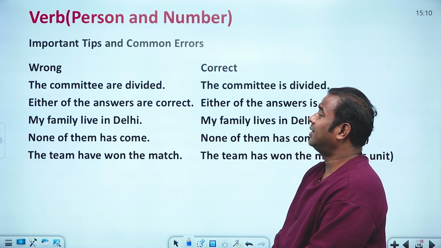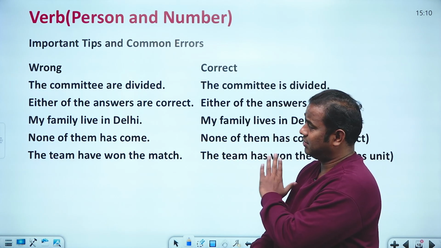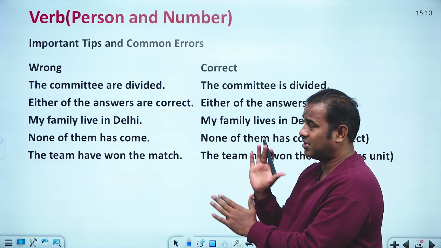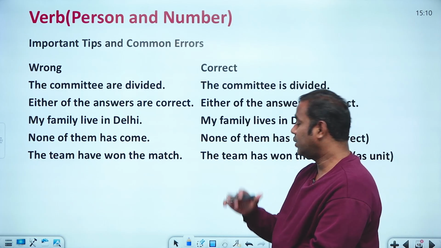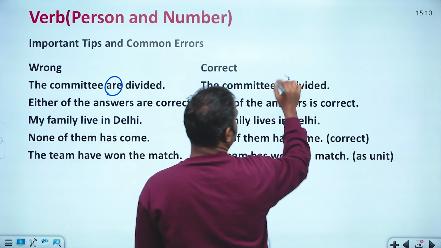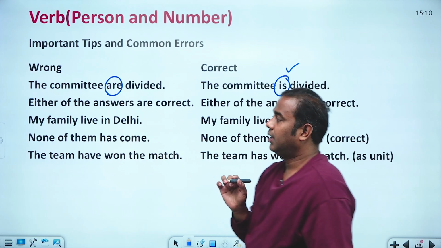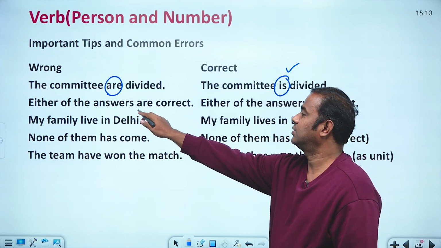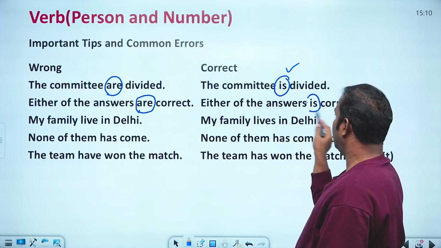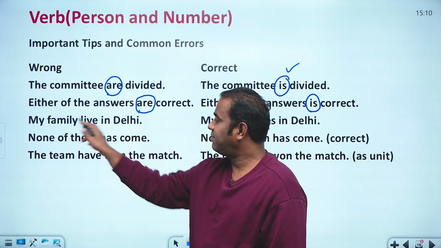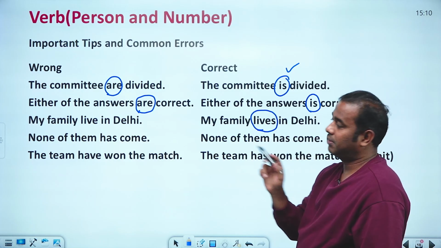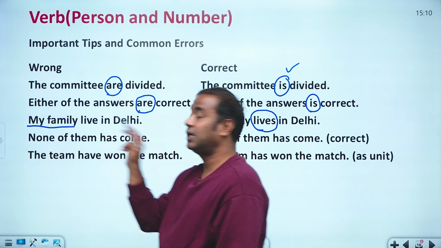There is some simple variation in how to change the sentences, like a wrong sentence and a right sentence. Look at some examples here. The committee are divided. No, the committee is divided is the right answer. Either of the answers are correct. As I said, whenever either comes, don't use that. So either of the answers is correct. My family lived in Delhi. My family lives in Delhi, because the total family is considered to be singular in quantity.